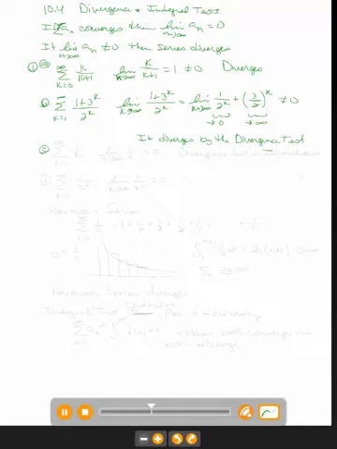Okay, then part C. Summation k equals 1 to infinity of 1 over k. If we take the limit as k goes to infinity of 1 over k, we get 0. Okay, so the divergence test is inconclusive. And what that means is, as we learn more about the different tests, we would have to use a different test to prove it.